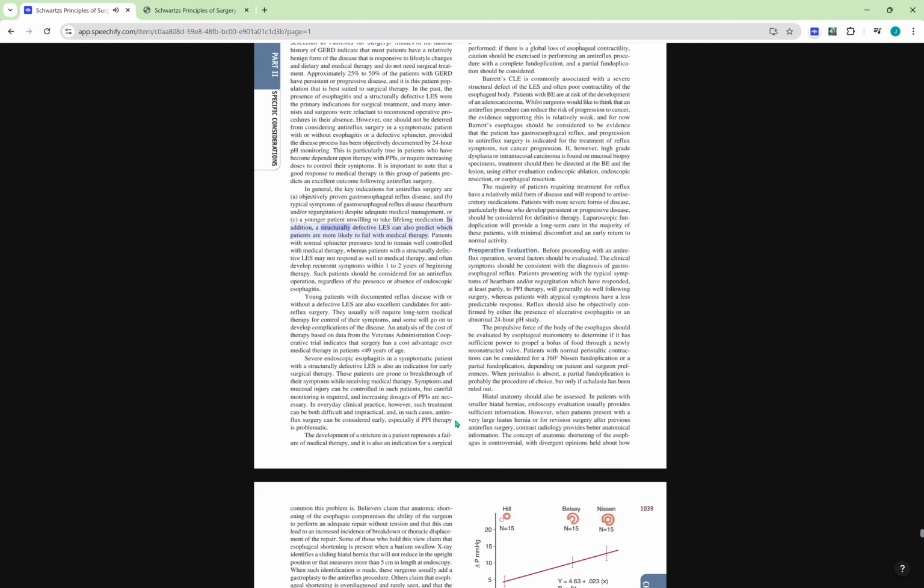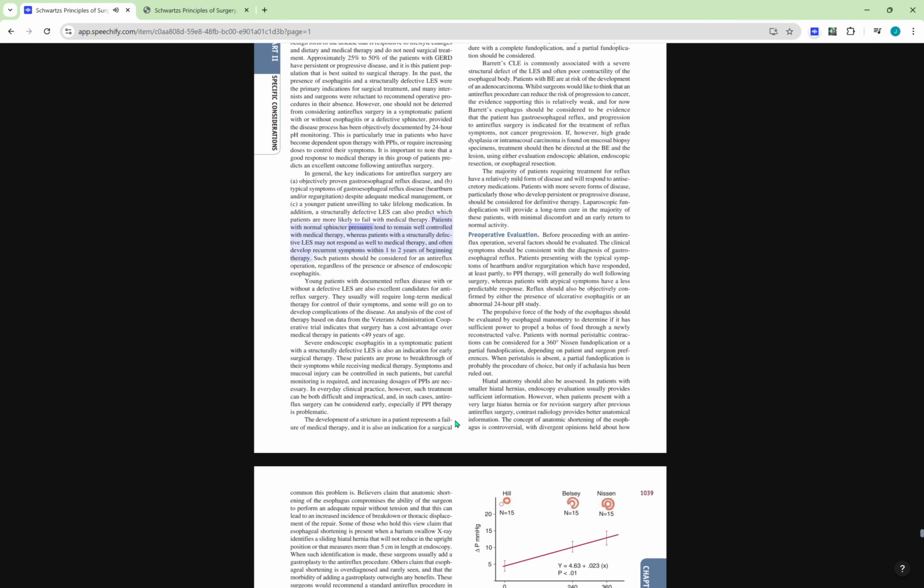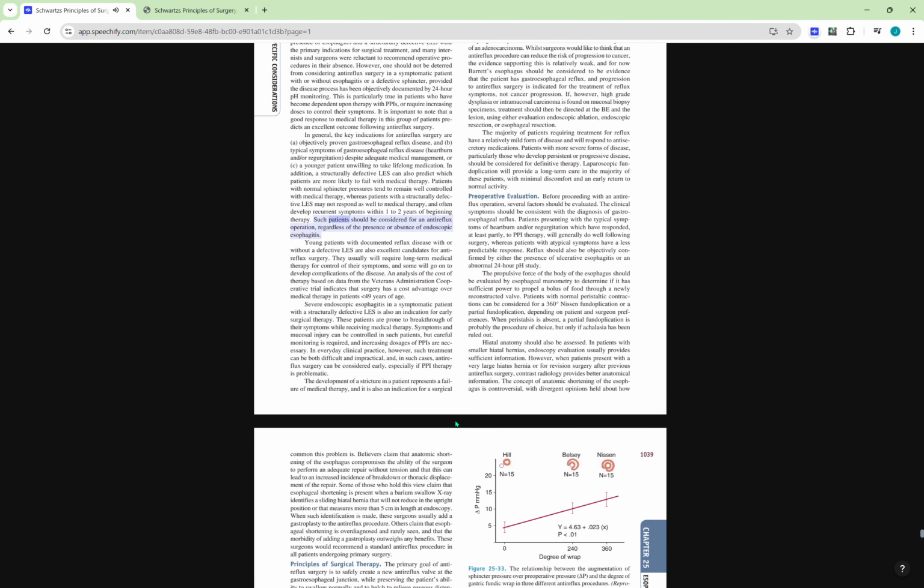In addition, a structurally defective LES can also predict which patients are more likely to fail with medical therapy. Patients with normal sphincter pressures tend to remain well controlled with medical therapy, whereas patients with a structurally defective LES may not respond as well to medical therapy and often develop recurrent symptoms within 2 years of beginning therapy. Such patients should be considered for an anti-reflux operation, regardless of the presence or absence of endoscopic esophagitis.